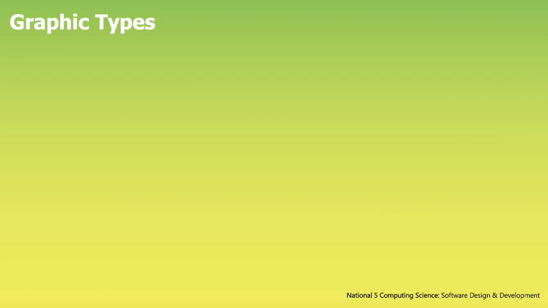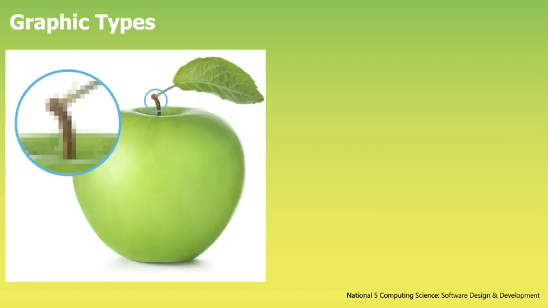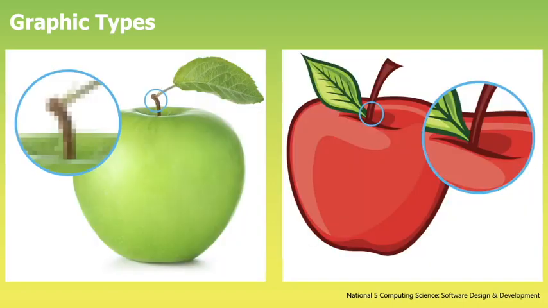There are two main graphic types, bitmap graphics and vector graphics. Bitmap graphics store the details of every single individual pixel. Vector graphics store the instructions to draw the shapes that make up an object. Bitmap graphics will usually be for images, vector graphics for drawings and animations and cartoon style graphics.